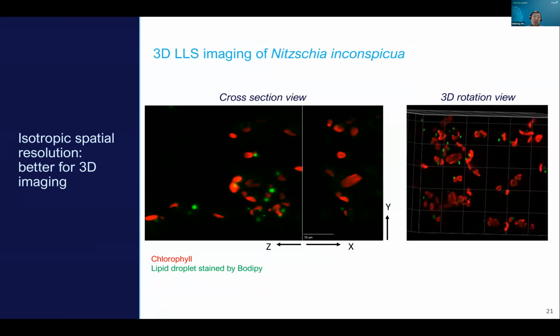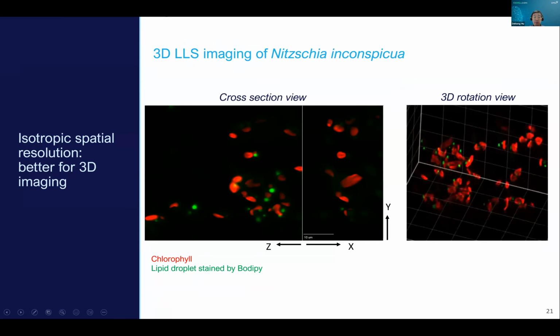For the same system, we did imaging on the lattice light sheet microscope. The left-hand image is the cross-section view. From there, you can see the fine structure of the chlorophyll. So you see better resolution. Also, you can see the XY plane, and the YZ plane has a similar resolution. So this is really nice for 3D imaging. And then for the same data set, I can plot it using a 3D rotation view.